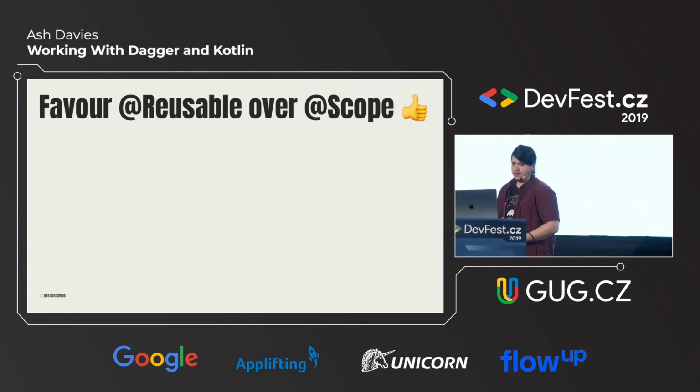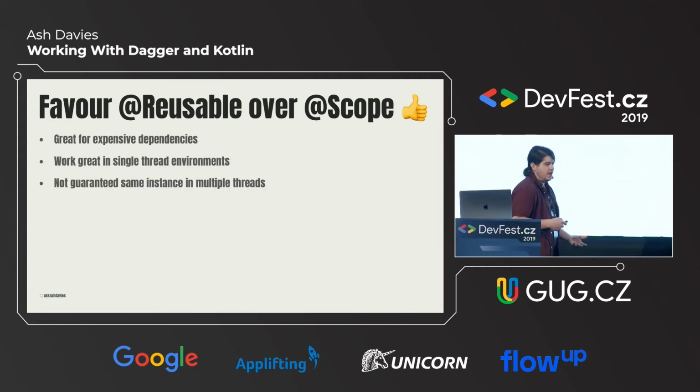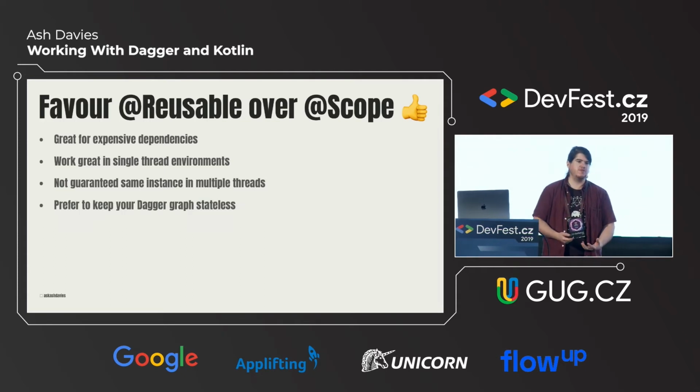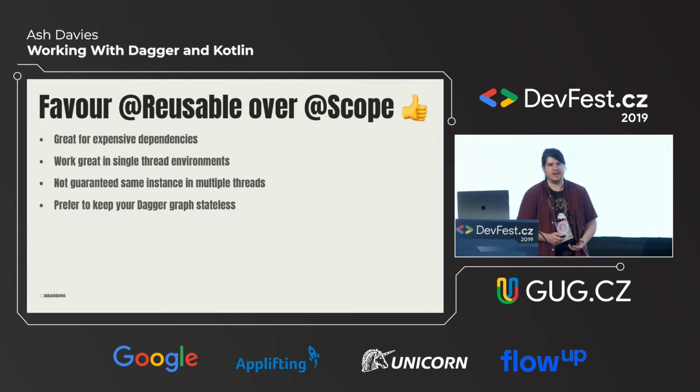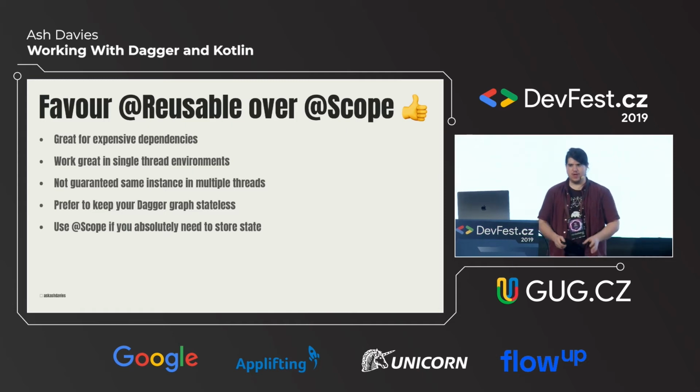So like I said, if you have a reusable scope, it's great for expensive dependencies, works great in single-thread environments, not guaranteed the same instance on multiple threads, but you should really try and keep your Dagger graph stateless. But use scope if you absolutely need to store a mutable state.